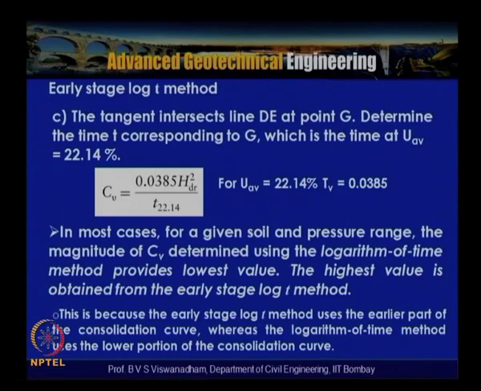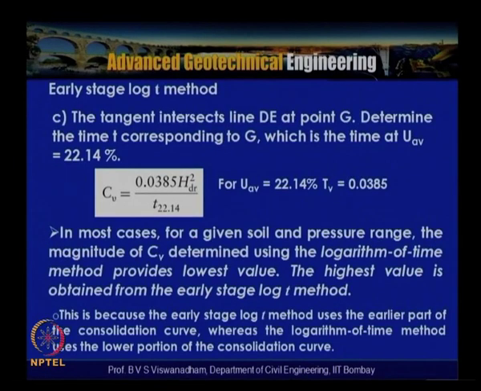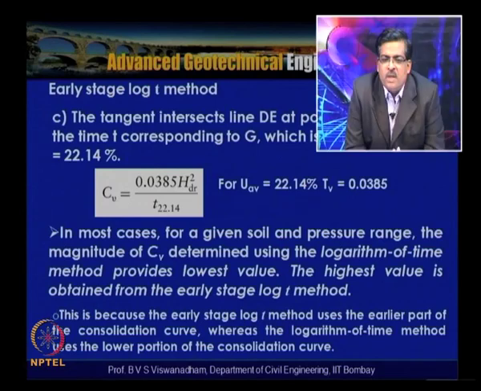In most cases, for a given soil and pressure range, the magnitude of CV determined using the logarithm of time method provides the lowest value. The highest value is obtained from the early stage of the logarithmic time method. So if you compare with the conventional logarithmic time method, the early stage log T method value is on the higher side.